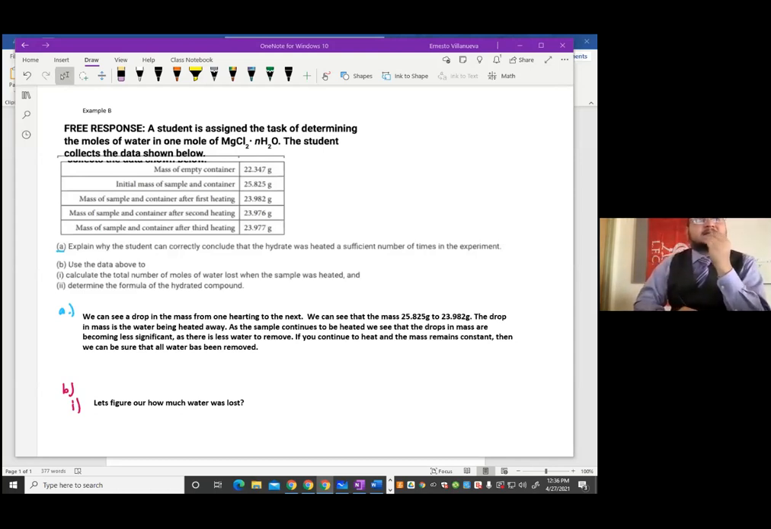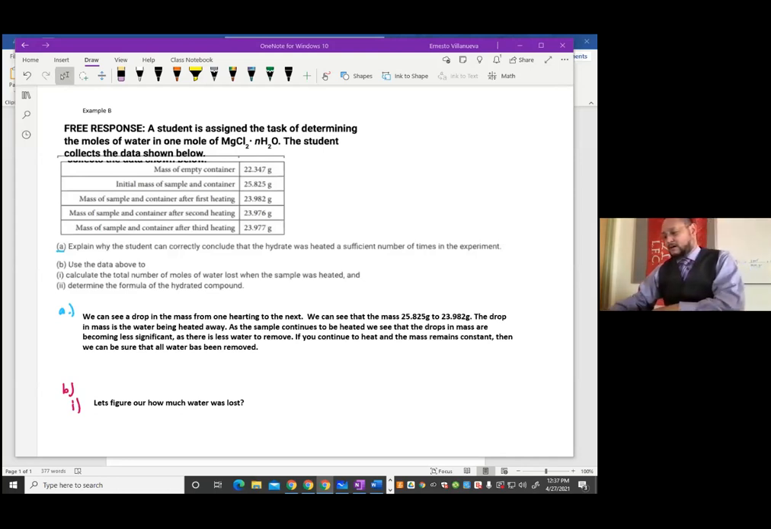So here's the data collected. Now the question is asking us, explain why the student can correctly conclude that the hydrate was heated a sufficient number of times in the experiment. Question B is asking to use the data above to calculate the total number of moles of water lost when the sample was heated and determine the formula of the hydrated compound.